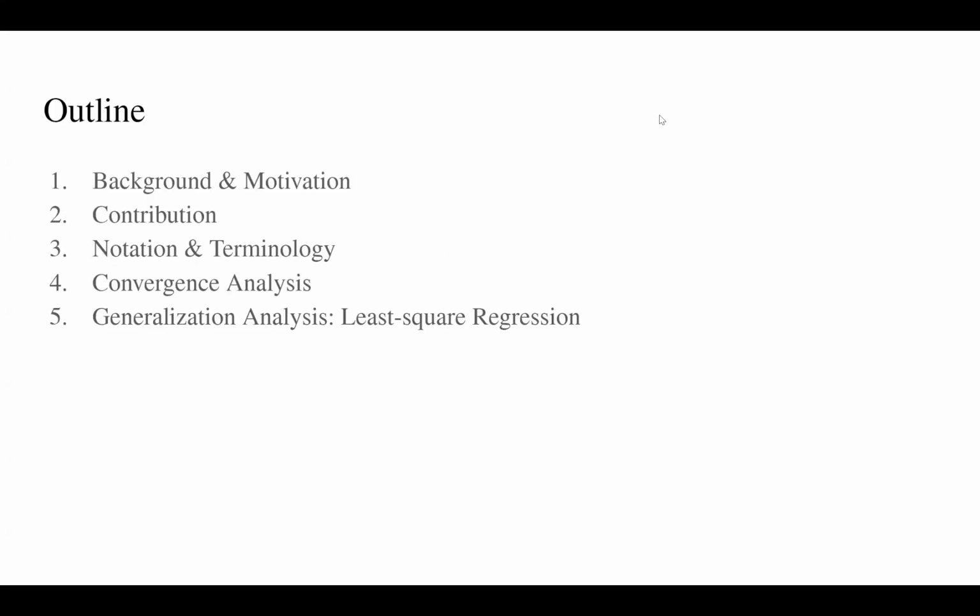Here is the outline for today's presentation. First, I will talk about the background and motivation for the paper, then the contribution. After that, I will go through the notation and terminology, and then the convergence analysis of the neural network. After that is the generalization analysis of the neural network under the specific setting of the least square regression problem.